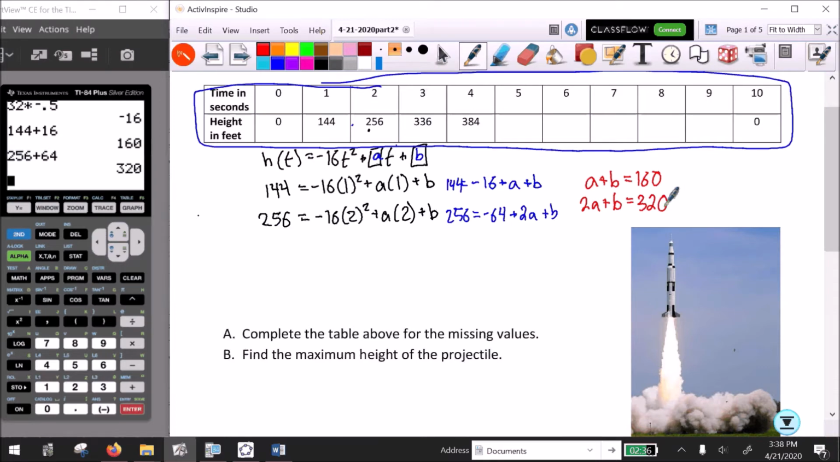This is a system of equations that can be solved by using whatever your favorite method is. I like to use elimination here because our b's have the same coefficient. They're both a 1. If we subtract these two equations, I can cancel out that b. So I'm going to go ahead and subtract here. A minus 2a is negative 1a. B minus b cancels. And 160 take away 320.